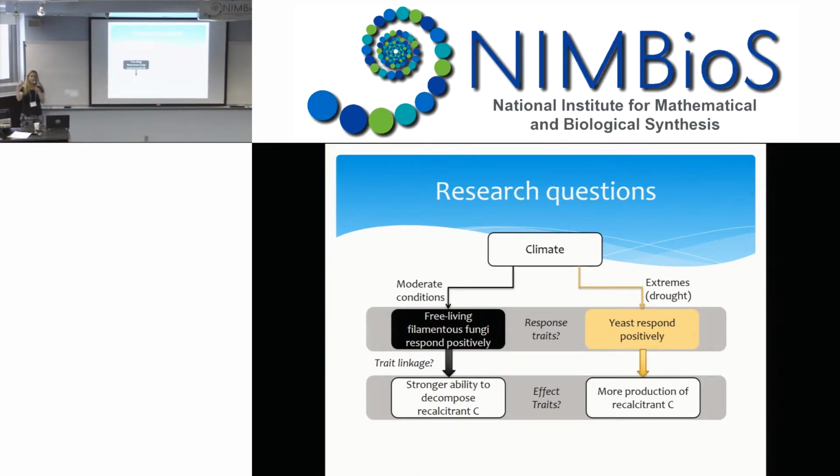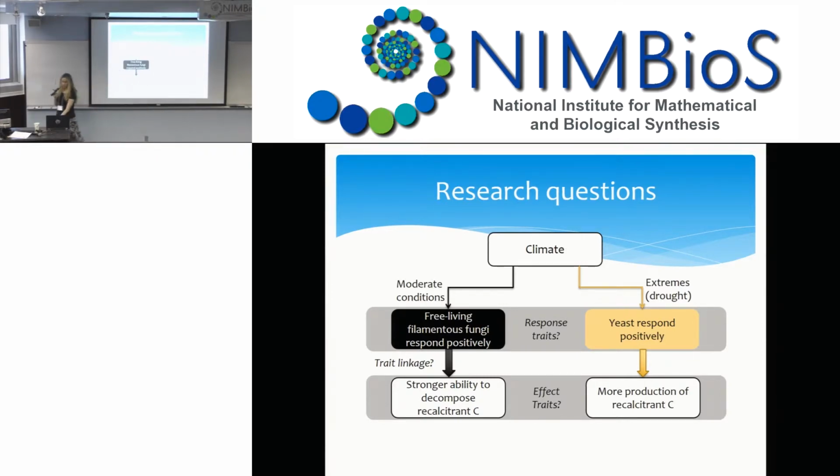Now, if there's strong linkage between certain response and effect traits, then we might actually see a change in carbon dynamics in response to climate. So let's say that free-living filamentous fungi are linked to a stronger ability to decompose recalcitrant carbon, and that link is strong. Whereas yeasts, say, might produce more recalcitrant carbon, and that link is strong. Then if you have the fungal community being sorted by climate, you might see a shift toward one or the other of these functions.